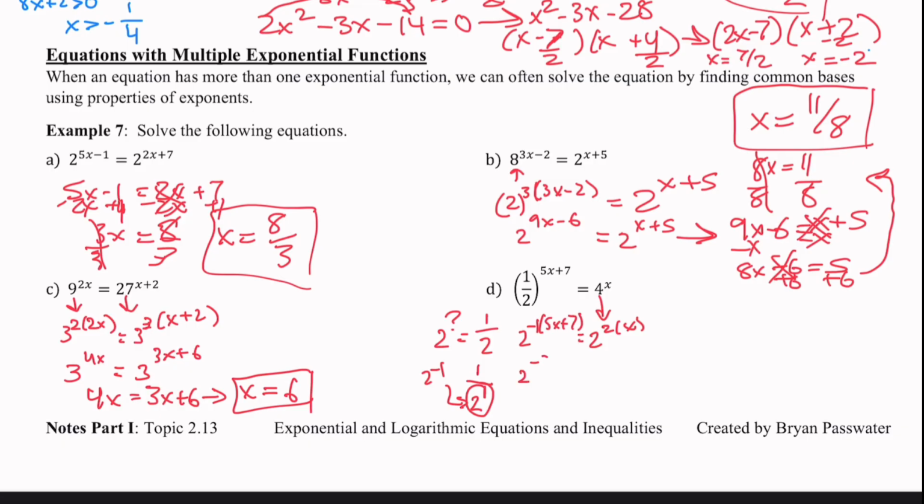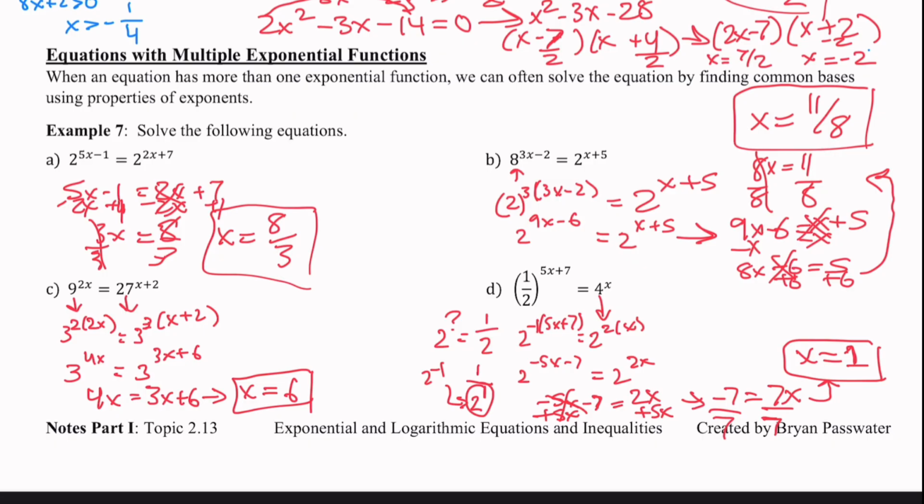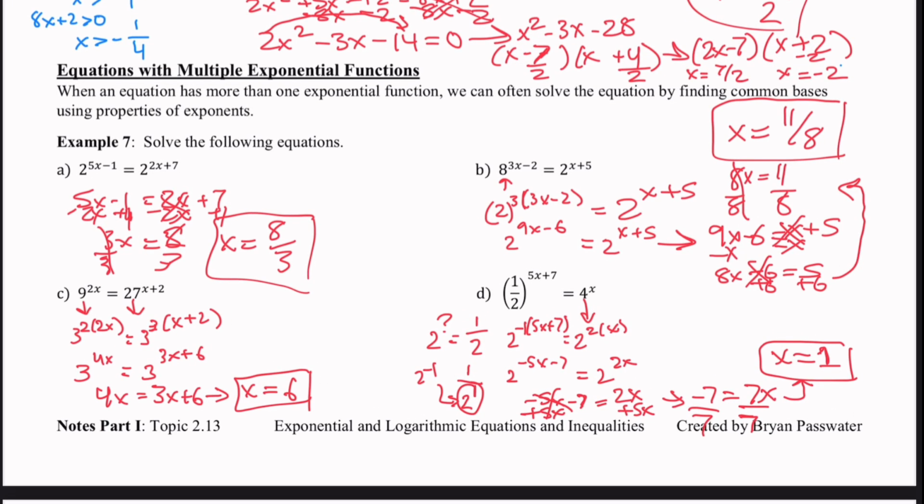So 2 to the power of negative 5x minus 7 is equal to 2 to the power of 2x, and then we can equate the exponents. So solve for x. Divided by 7, x is equal to 1. What a simple answer for a not easy question. But yeah, that was part 1 of 2.13. Stay tuned for part 2.